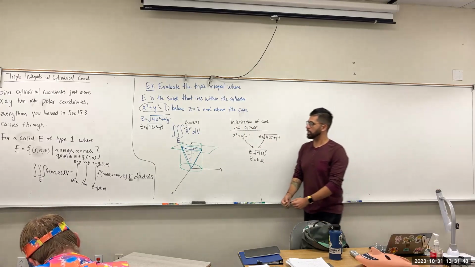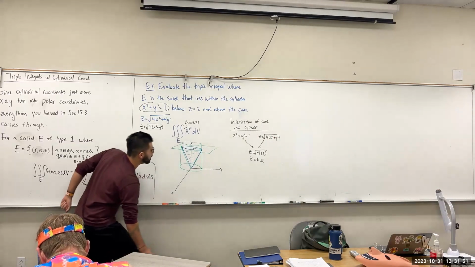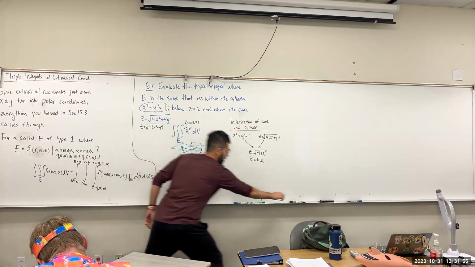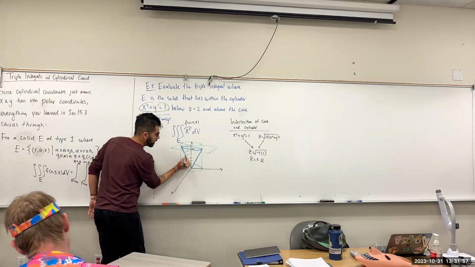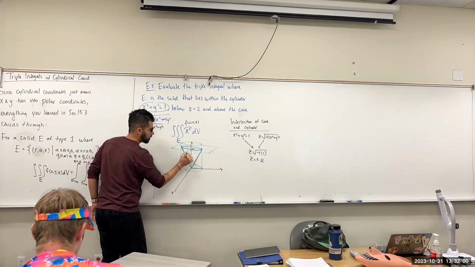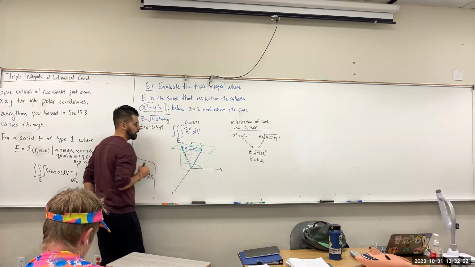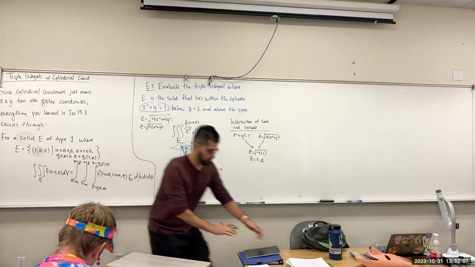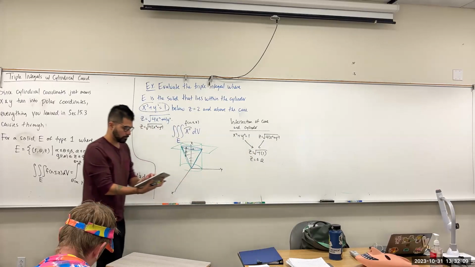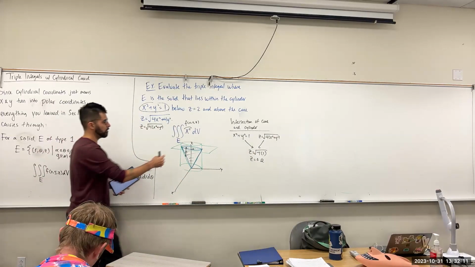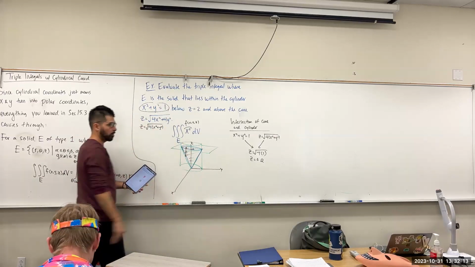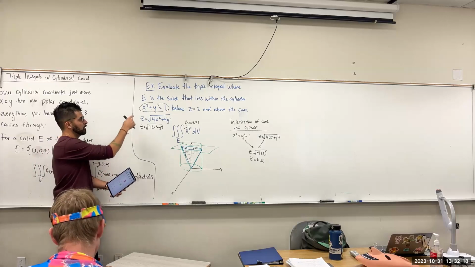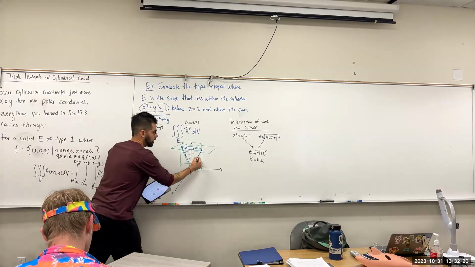So if we bound Z, whenever we're poking this solid going up towards the Z axis, notice that it's going to start here, and then it's going to end up at the plane. So what's bounding it below? The cone, right?